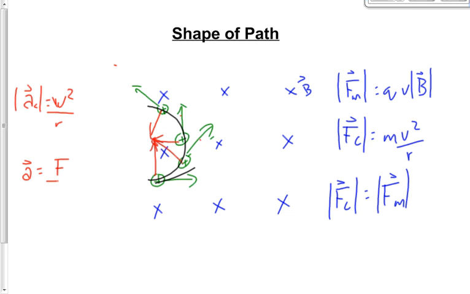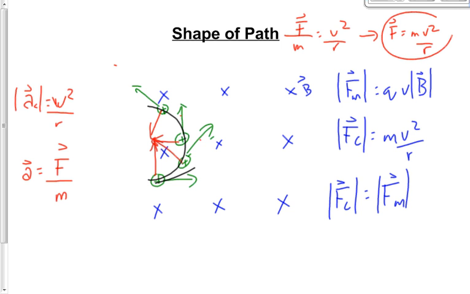If acceleration is equal to F over m, and that's on your data sheet as well, and centripetal acceleration is v squared over r, then why don't we put those two together and say F over m is equal to v squared over r. Rearrange that, we get F is equal to mv squared over r. So there's your equation. There's the one that you want.